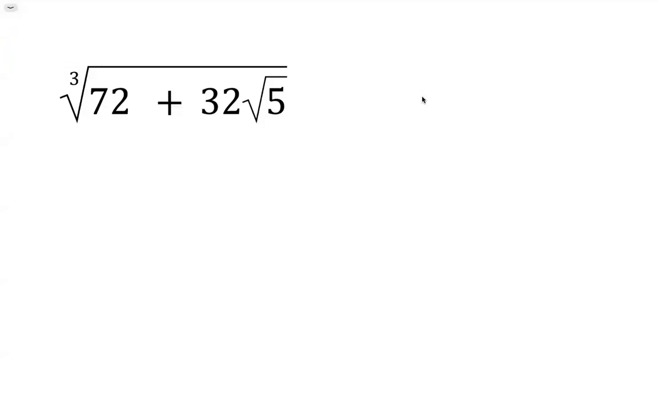Let's see this question. We have the cubic root of 72 plus 32 radical 5. If we can make the inside, 72 plus 32 radical 5, to be a cube, then the cube and the index 3 will cancel each other. So that's our goal.